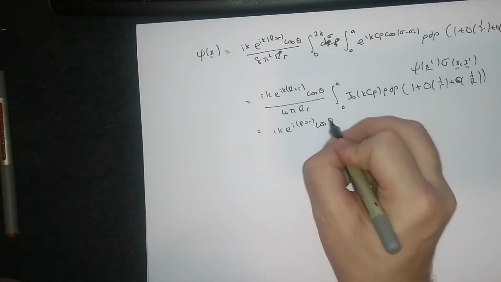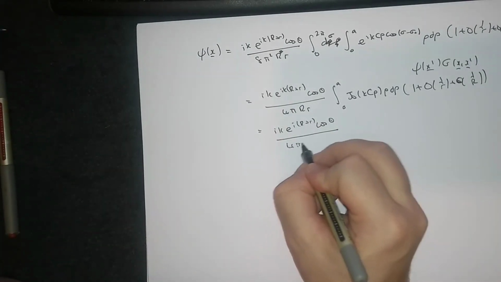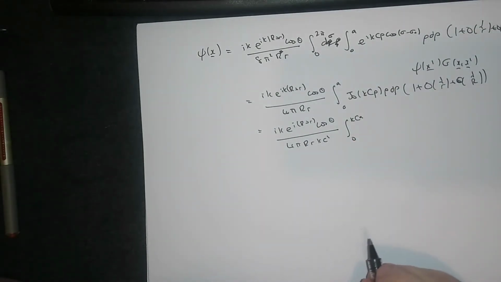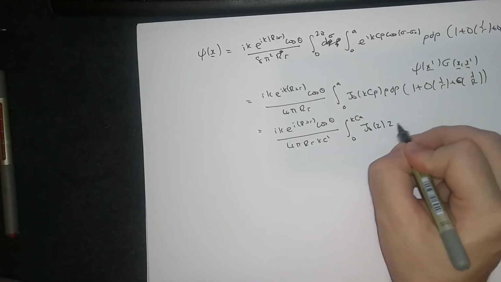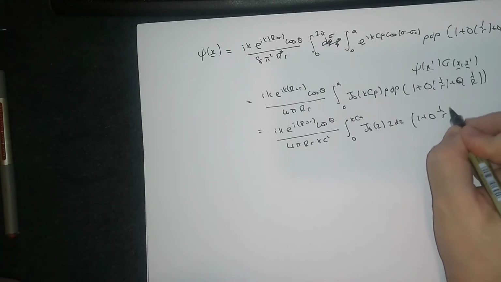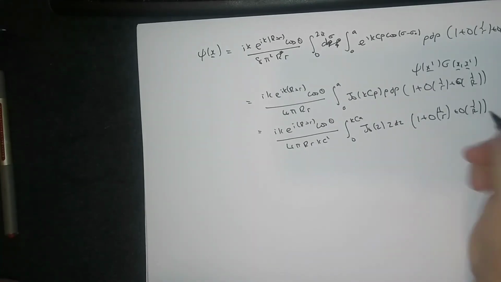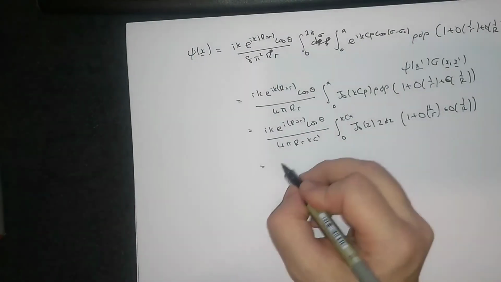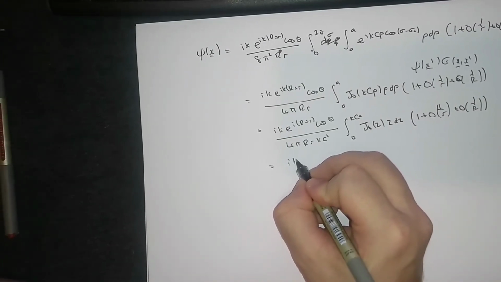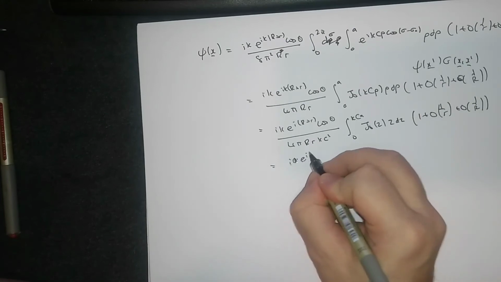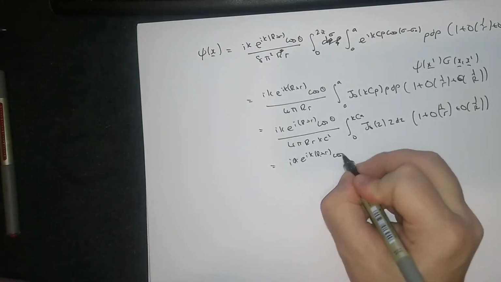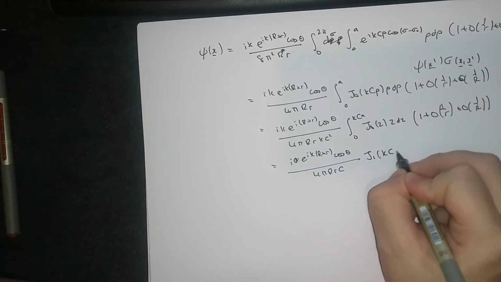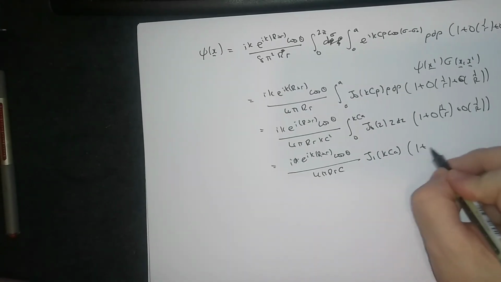Just rescale the variable rho by the factor kc, and that we know from this formula here is just going to be i a e to the i k (r plus r cos theta) over 4 pi r c J1 k c a times this error term.